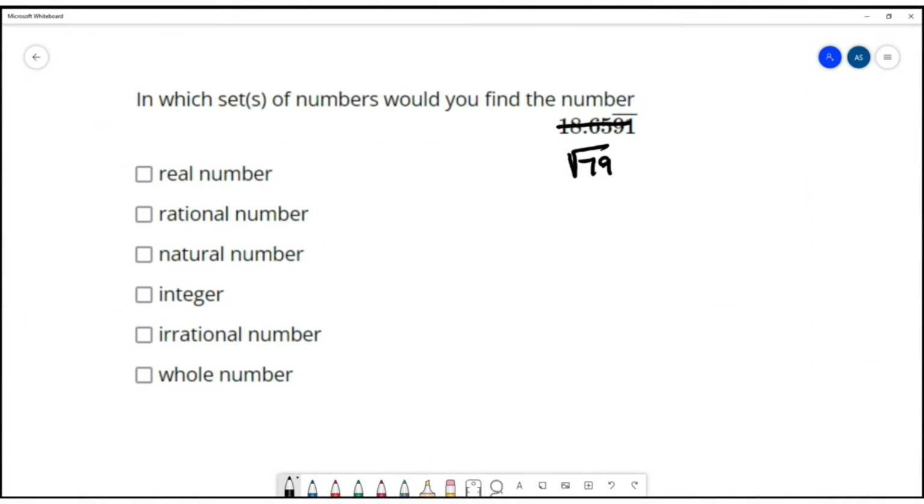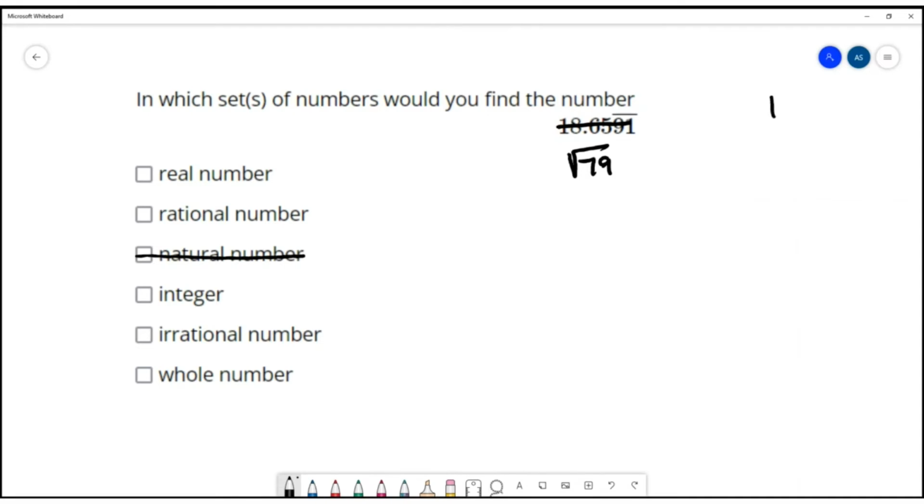Okay, square root of 79, we just went through the natural numbers. That doesn't fit. Let me pause here for a second because I'm jumping too fast. Before you decide that it's not a natural number and not all of these other kinds of numbers, you should try to simplify it. You've got square root of 79, and 79 is not one of our perfect squares.